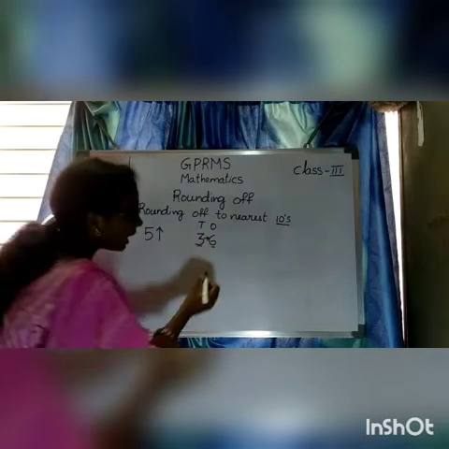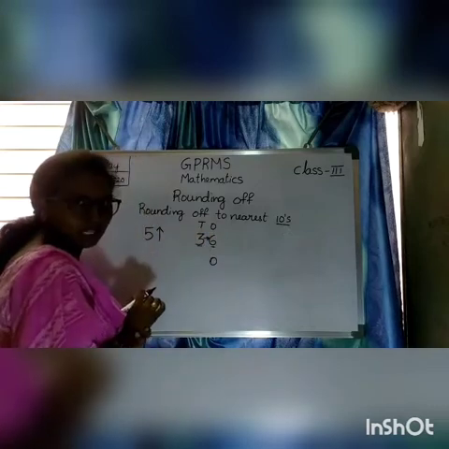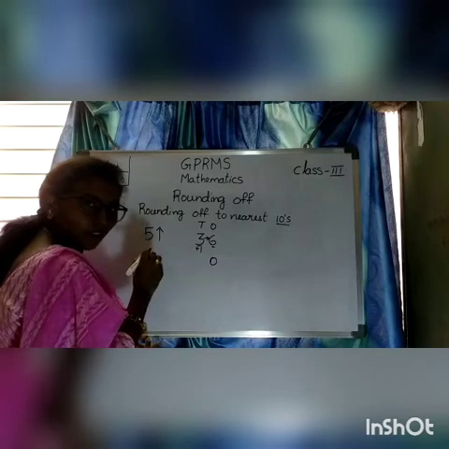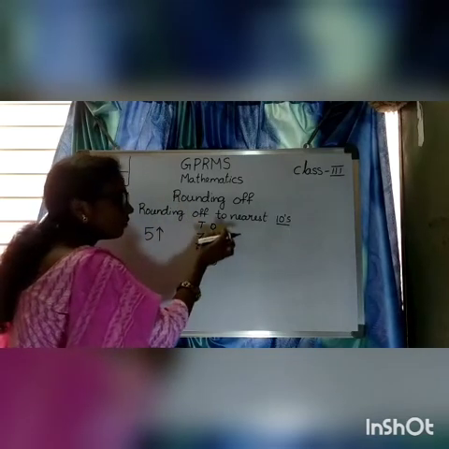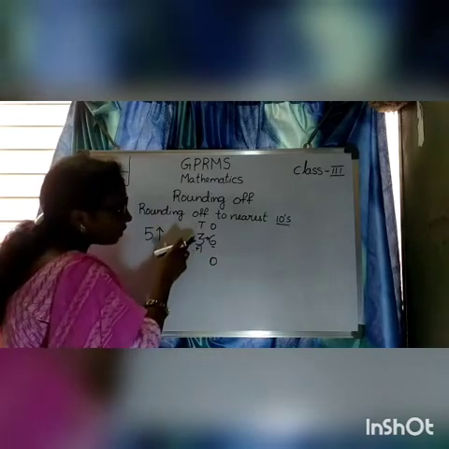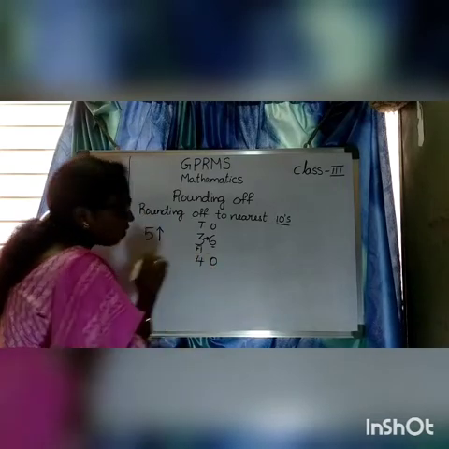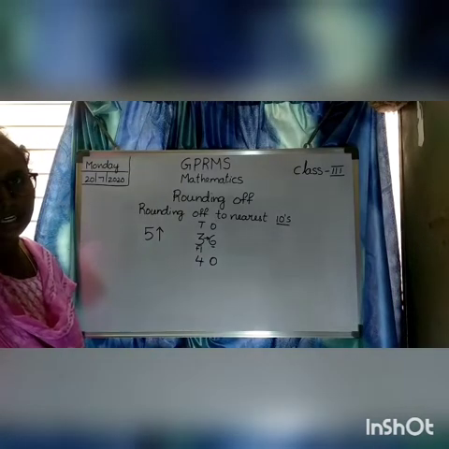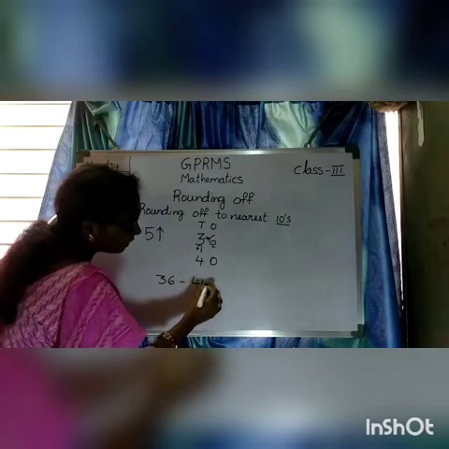So we will keep 0 in that particular place. That means in the ones place we will keep 0 and we will add 1 to the digit in the tens place. Understood, children? We will keep 0 in that place and add 1 to the digit in the tens place. That means 3 plus 1, how much? 4. So 36 is rounded off to 40.